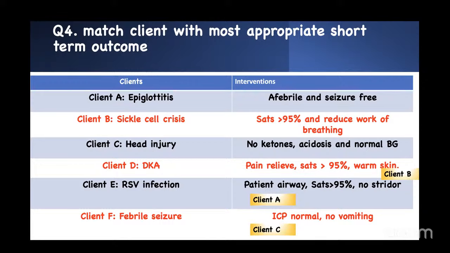And a DKA, as usual, the definition of DKA is your endpoint. DKA is diabetic ketoacidosis. Therefore, my short-term outcome is to prevent diabetes. That means what? Sugar should be normal. Ketoacidosis, there should be no ketones. And then acidosis, there should be no acidosis. So that's the one. And the RSV infection is also airway issue. Saturation higher, reduce the work of breathing. And the febrile illness, there is no fever and seizure-free.